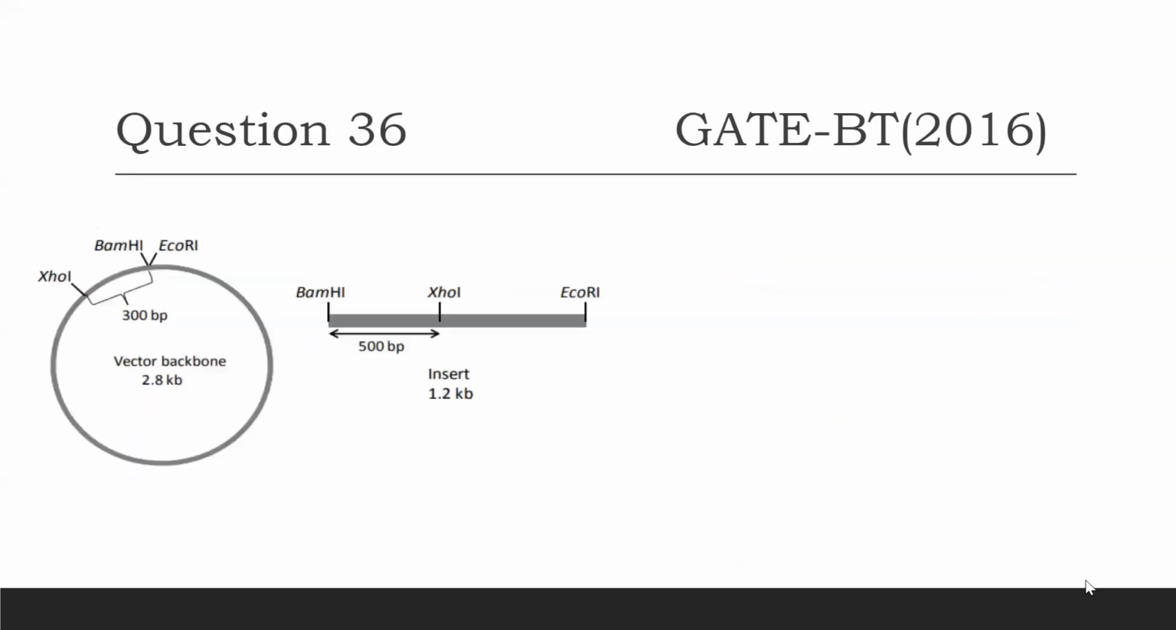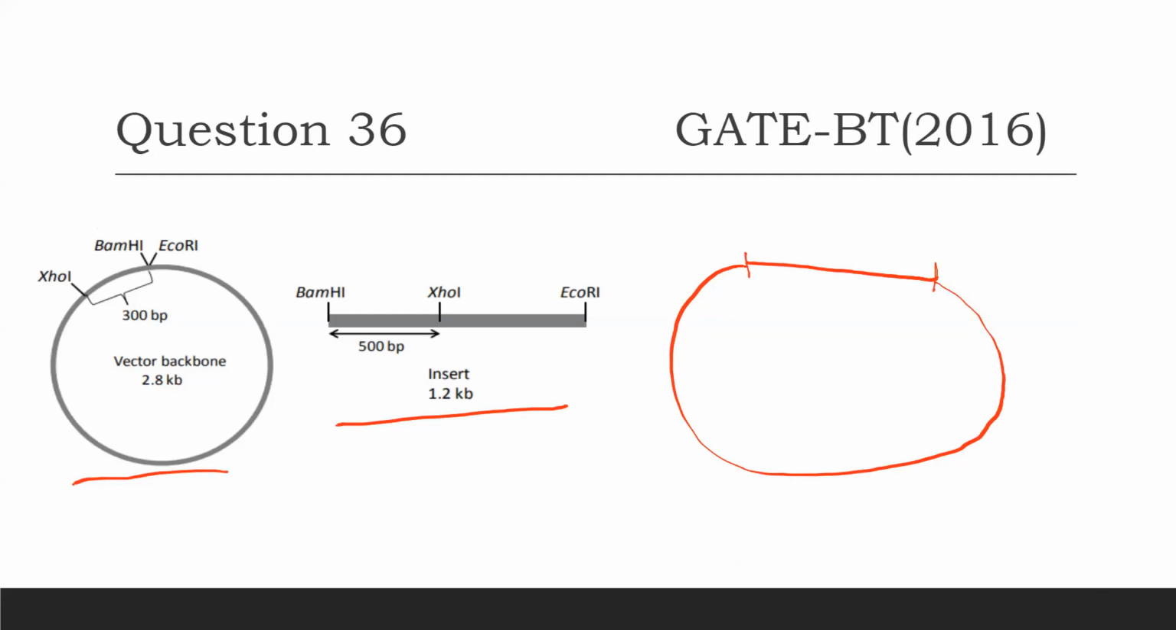So this is the gene of interest and this is the vector. So the recombinant DNA will look something like this. This will be the BamHI site. This will be the EcoRI site. This will be the ZO1 site, which is internal, and the vector ZO1 site.